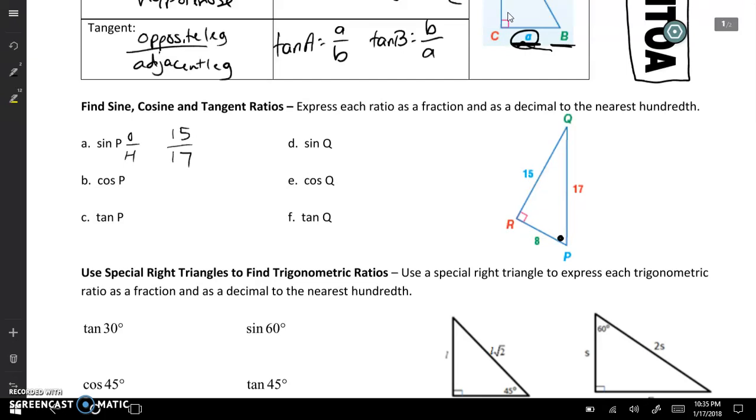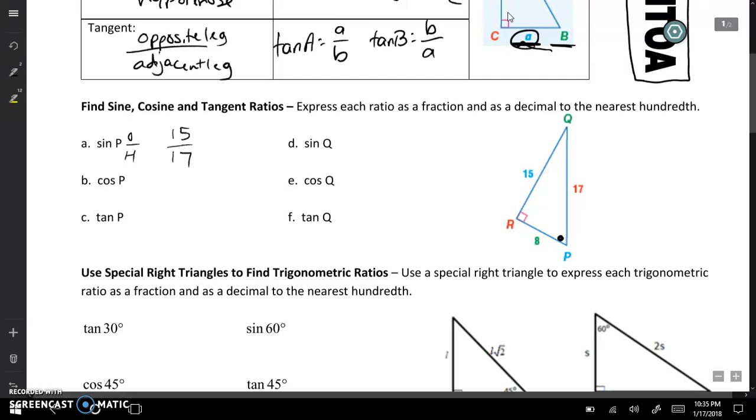And that's all. Now try B to find the cosine of P. Remember, that's the adjacent over the hypotenuse. The adjacent of P is 8. The hypotenuse is 17. And that's it. And then the tangent, remember, is opposite over adjacent. The opposite is 15. The adjacent is 8.